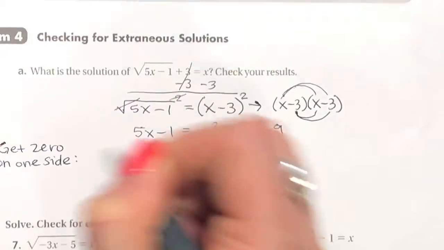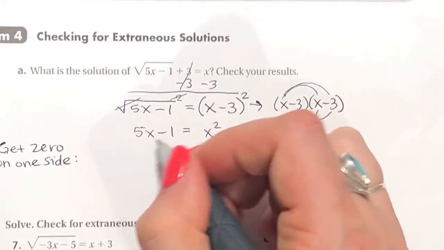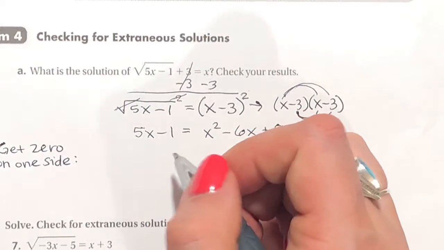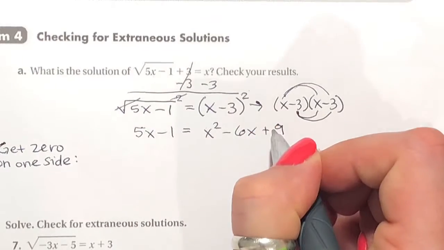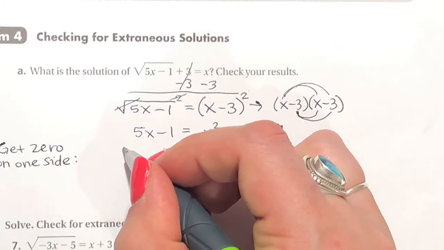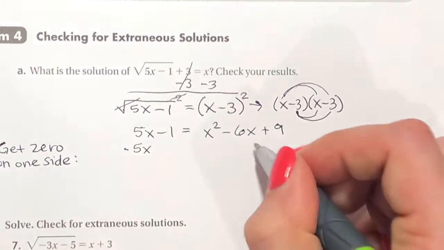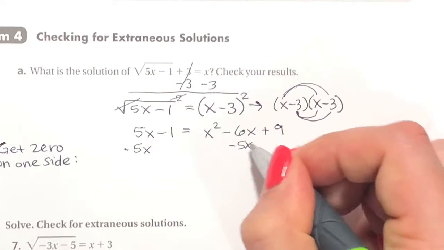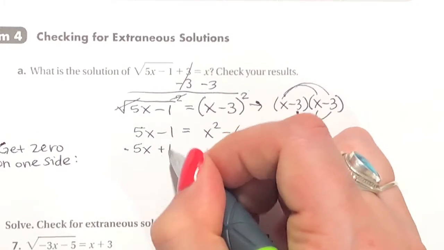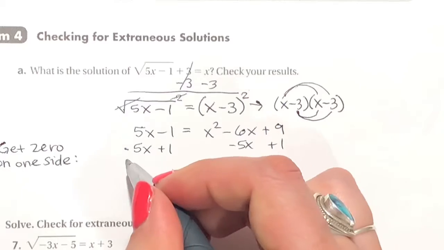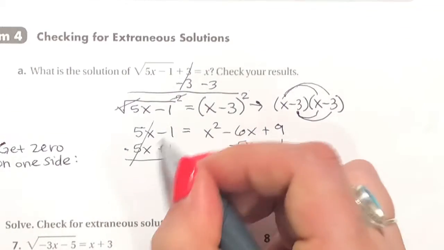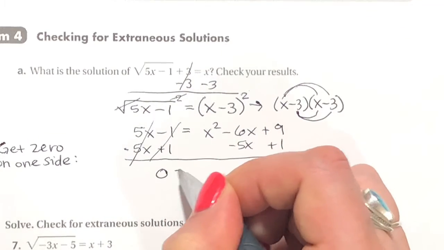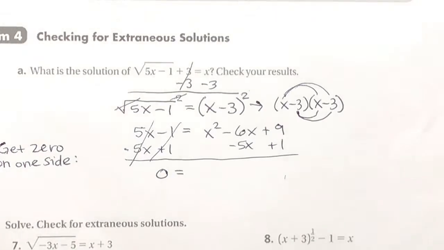So that's going to be your first step. Right now we have this 5x minus 1 over here. Let's move all of that over to this side. To get rid of the 5x, I'm going to subtract 5x. And to get rid of the minus 1, we're going to add 1. I'm just going to do it all together, so that both of these cancel, and we just get 0 on one side like we're looking for.